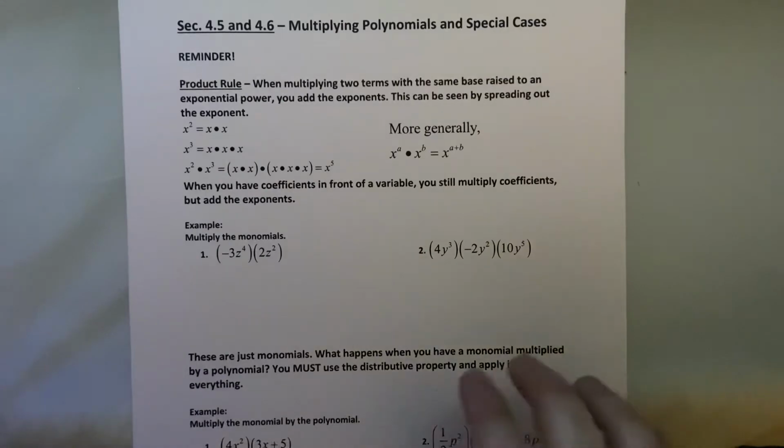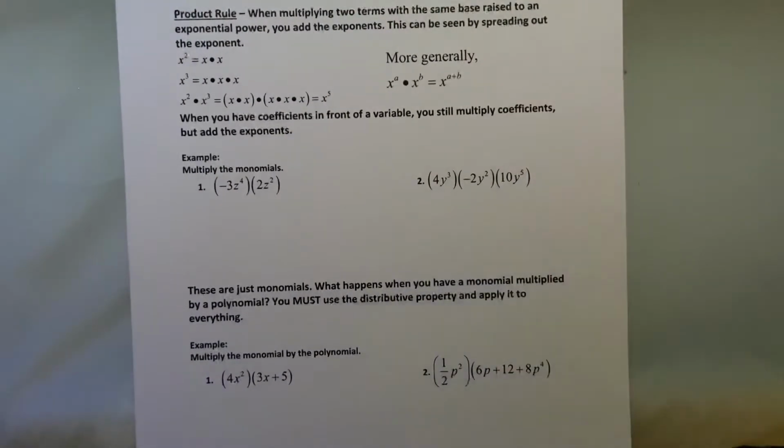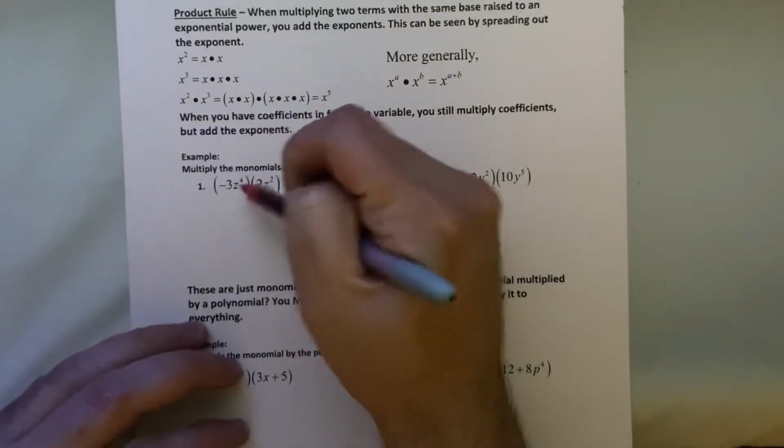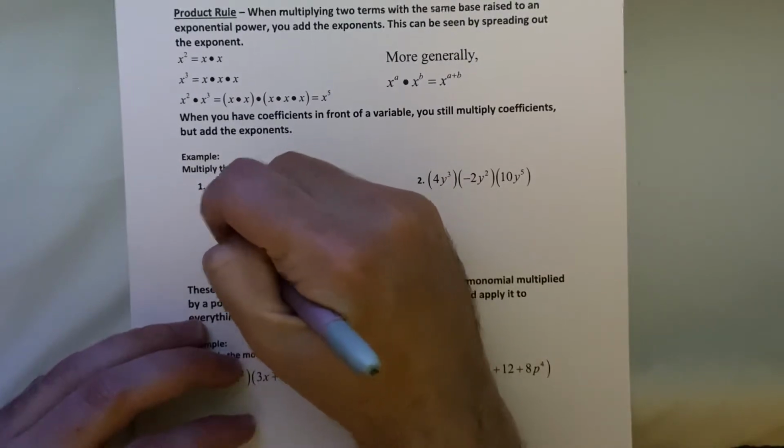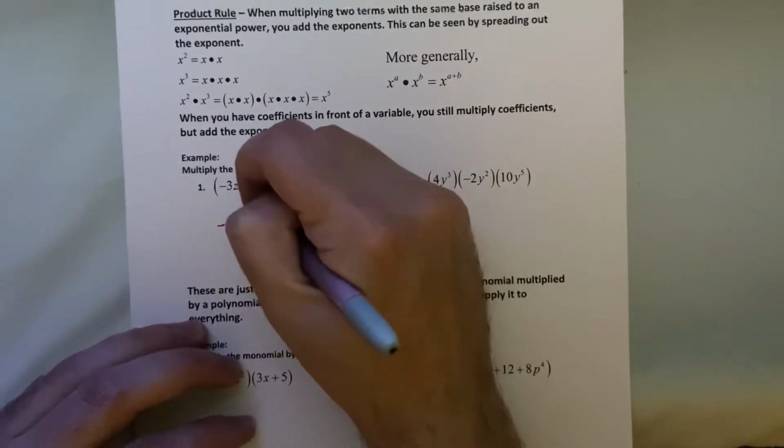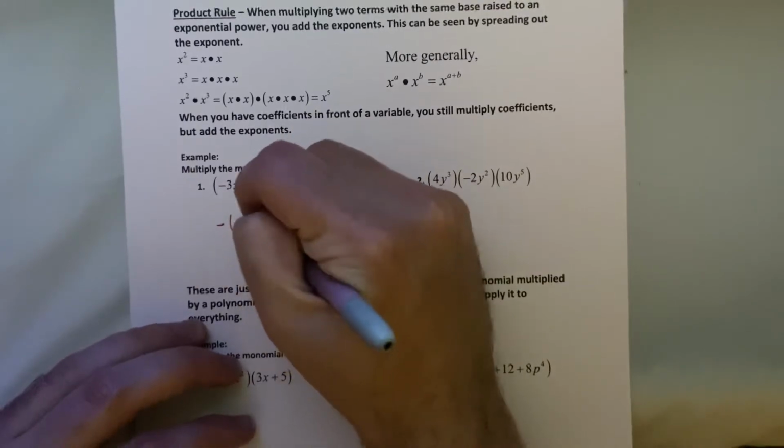But as a reminder, let's do some things. These are the exact same ones from last time. Let's look at number 1. We'll worry about number 2 later. Negative 3z to the 4th times 2z squared is negative 6. You multiply the coefficients, and then you add the exponents, z to the 6th.